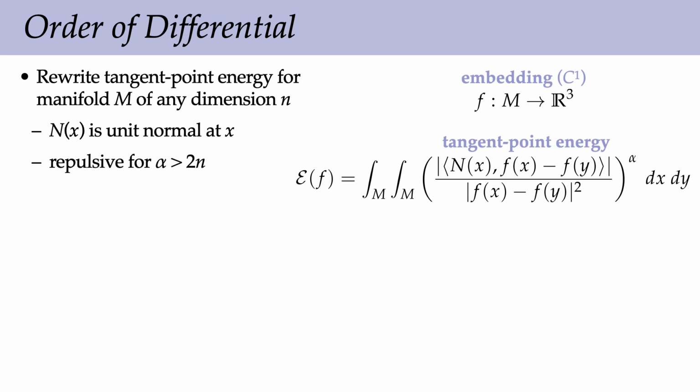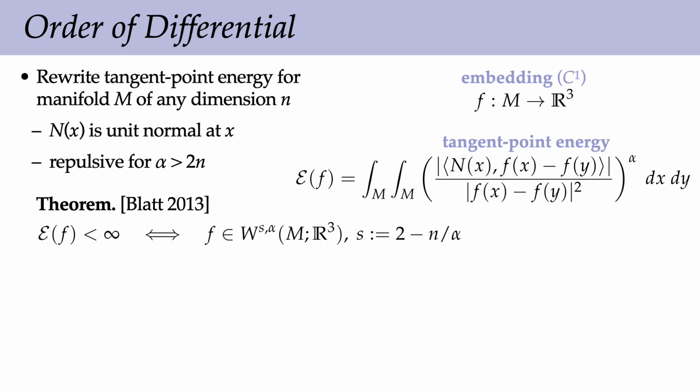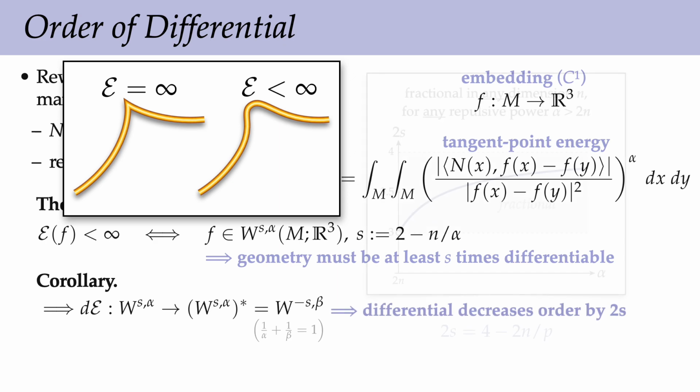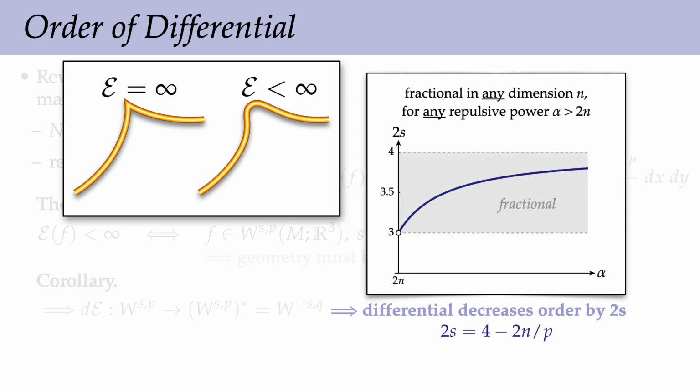A recent theorem of Blot then tells us that in order for an embedded curve or surface to have finite energy, it must be at least s times differentiable, where s equals 2 minus n over alpha. So for instance, a curve with a sharp kink in it will have infinite energy even if it doesn't intersect itself. Okay? In turn, we can argue that the differential dE must decrease the order of the embedding by 2s, where 2s will always be a fraction rather than an integer for any dimension n and any repulsive power alpha.